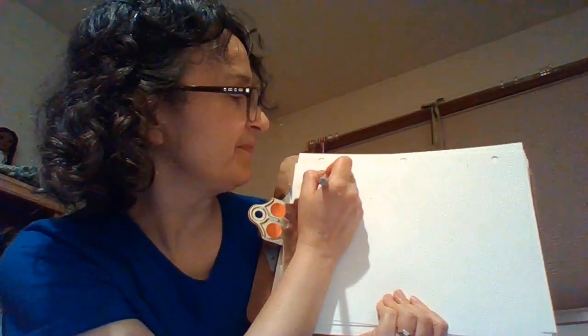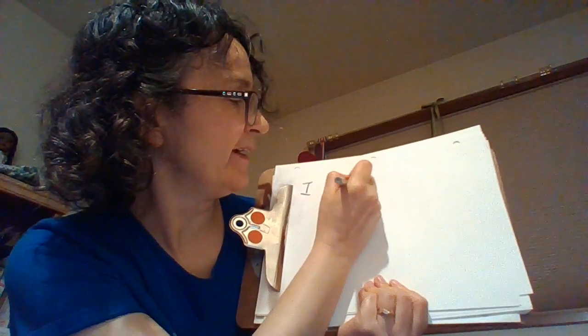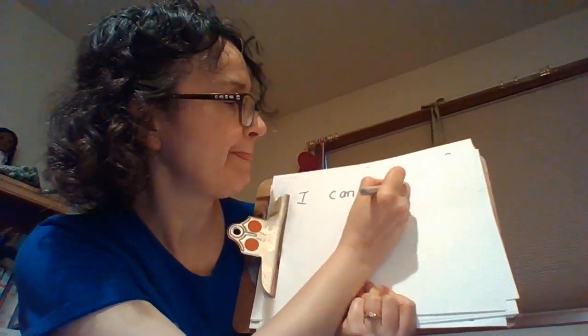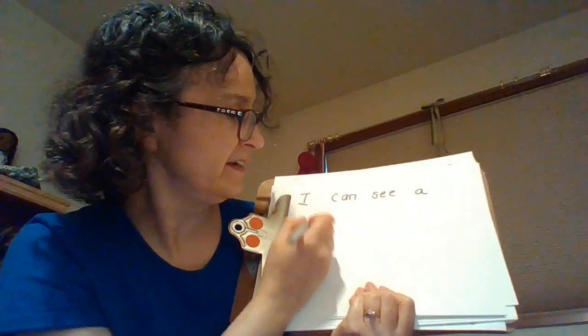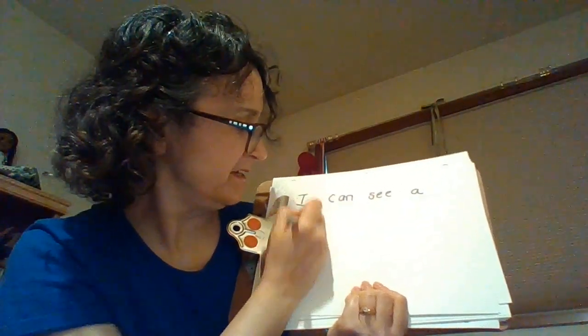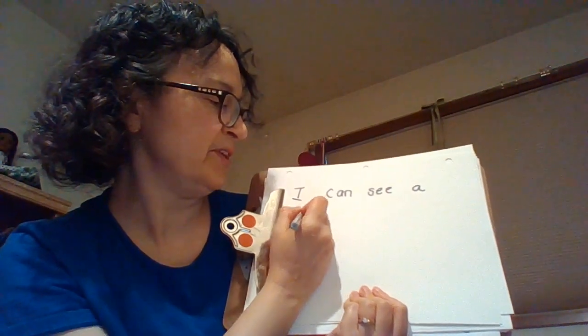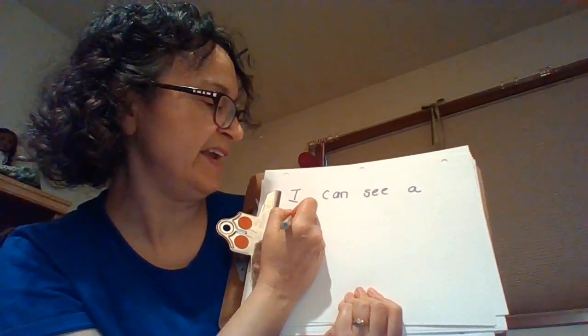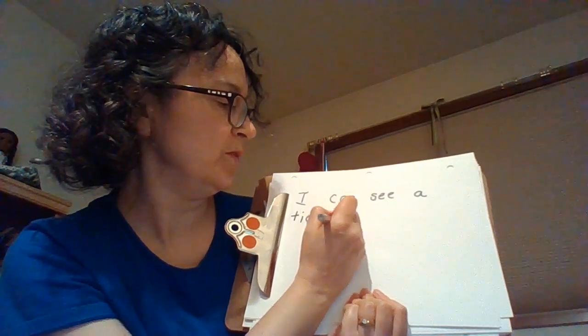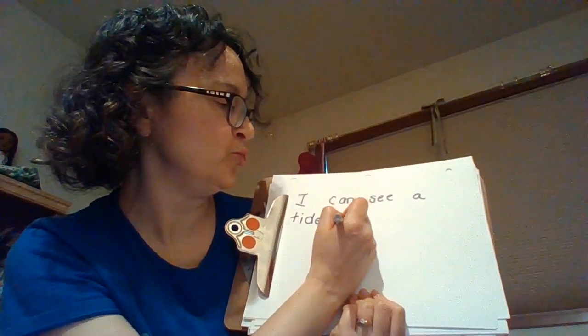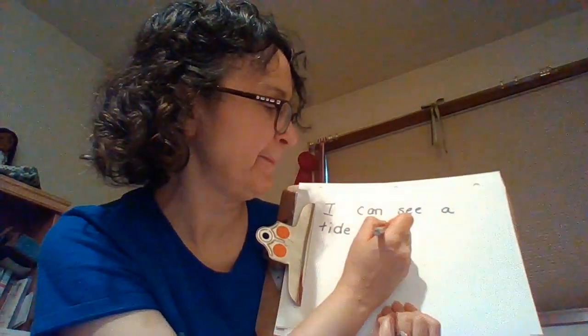All right, so at the top, I can see a tide pool. Okay, so long I, tide. Now we're going to need an E to help the I say its name. Tide pool. Ooh, two O's. Pool. Yep, an L. I can see a tide pool.